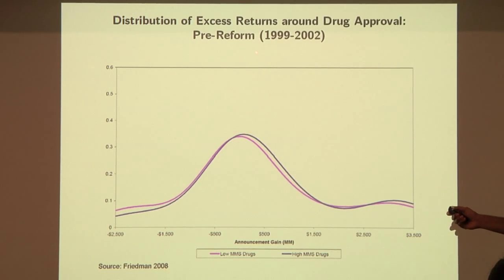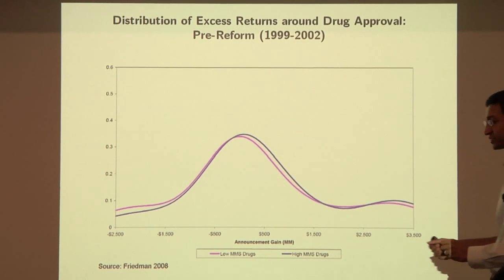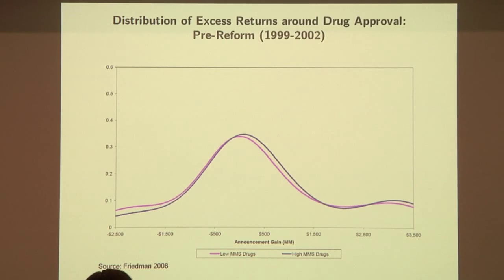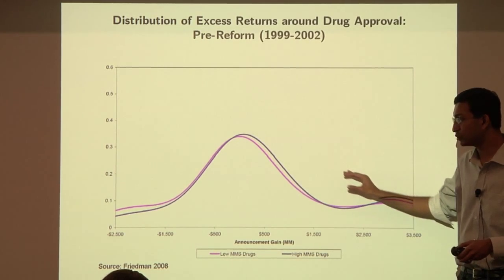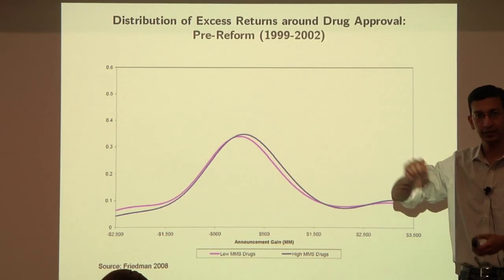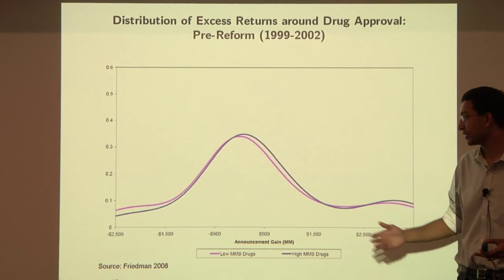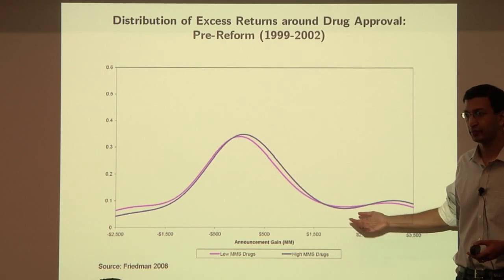So this shows you prior to the reform, the distribution of excess returns around drug approval. He splits drugs into two groups. The purple is low Medicare market share drugs, so think of drugs that are not going to be used by elderly people much. And then the blue are the high Medicare market share drugs. And in the pre-period, what he's showing you is that the distribution of the size of those spikes, these two things look pretty similar, right?